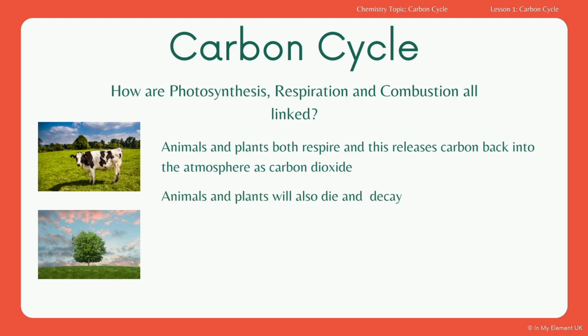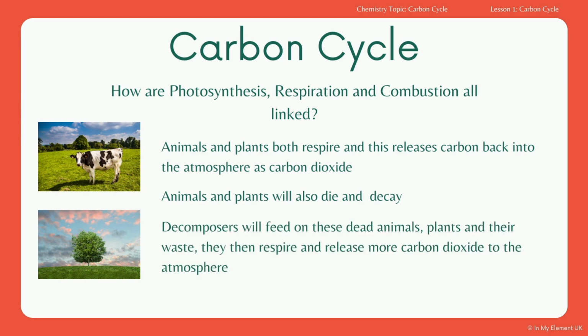Now, animals and plants will die and decay, but the animals specifically will also excrete. That excretion in the form of feces will also be decayed. So decomposers will feed on the dead animals, the dead plants and their waste, which is what I'm referencing when I say excretion. The decomposers respire, so that releases even more carbon dioxide into the atmosphere. Now, don't worry if you're thinking this is an awful lot to remember, because it's a really simple way of showing this, and I'll show it to you with some images, but you can use just text to write it out, okay?